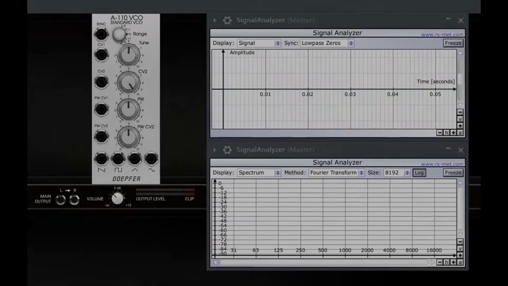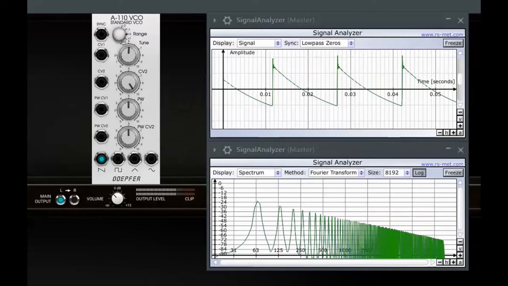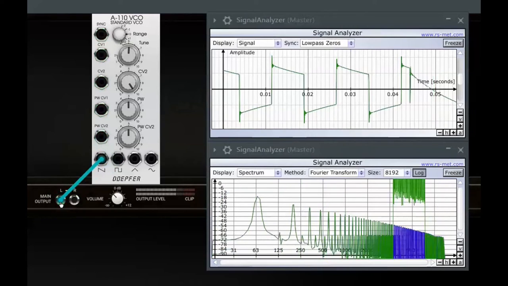Let's look at the waveforms then. The two signal analyzers show the wave, the upper graph, and the spectrum, the lower graph. Saw and square come up with a rich analog sound, and we see the typical analog uncleanliness, typical analog inaccuracy, that makes the sound warm compared to a clean and sterile digital generated saw or square wave.